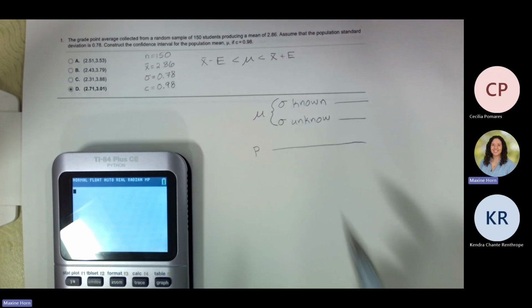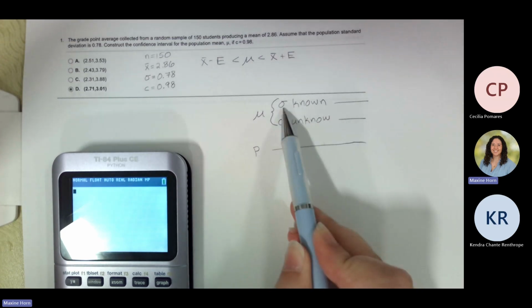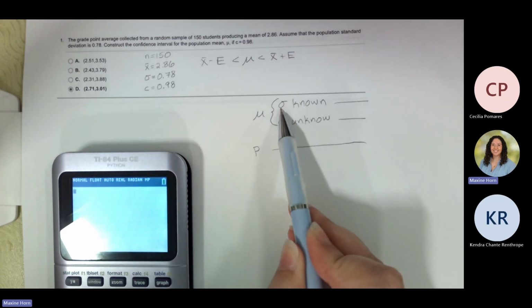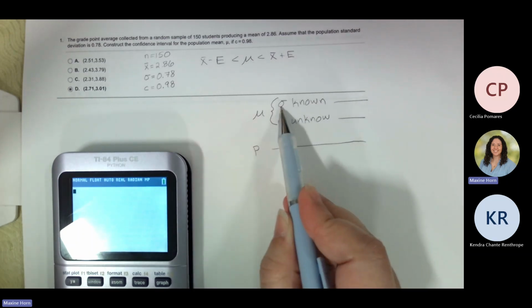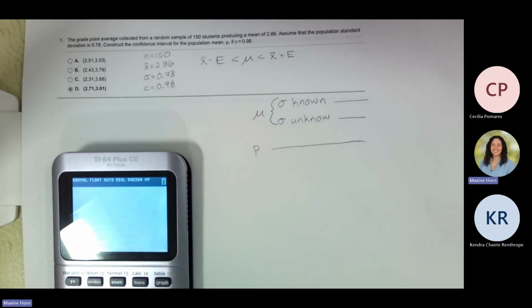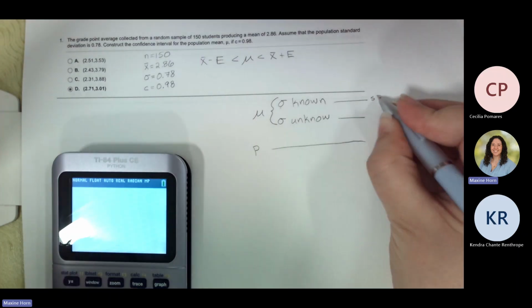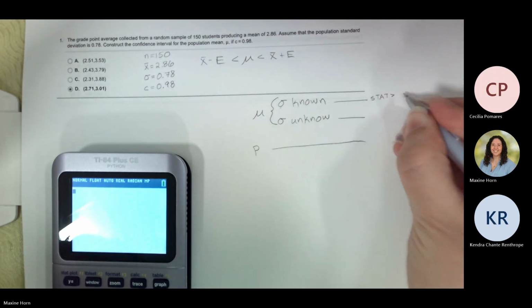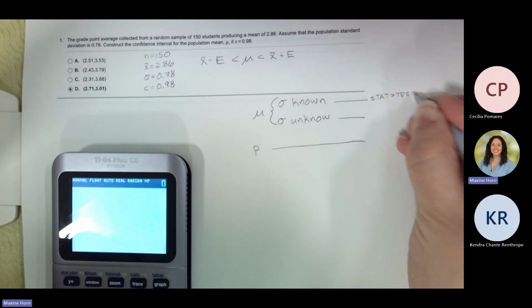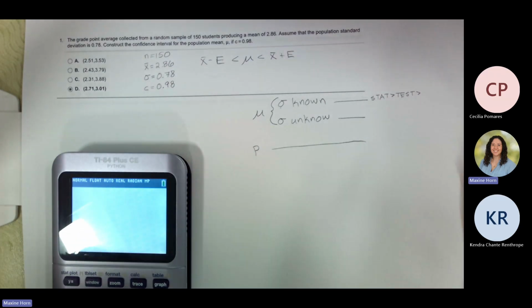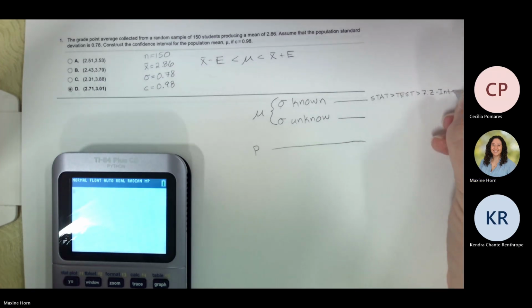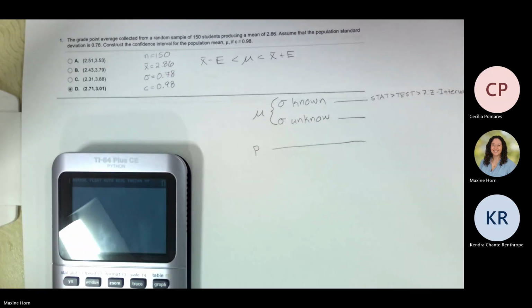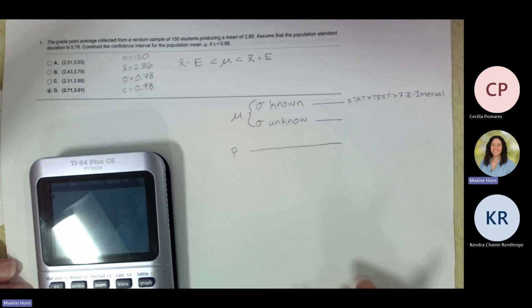So when we are provided with a population standard deviation, not a sample standard deviation, which is S, but a population standard deviation, which is sigma, then what we're going to do is go to stat and test, and then we're going to choose number 7, which is the Z interval. Oops, let me scooch that over so you can actually see that.